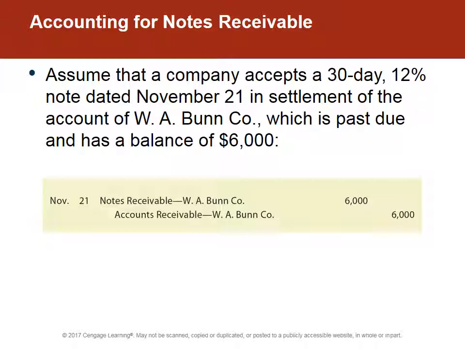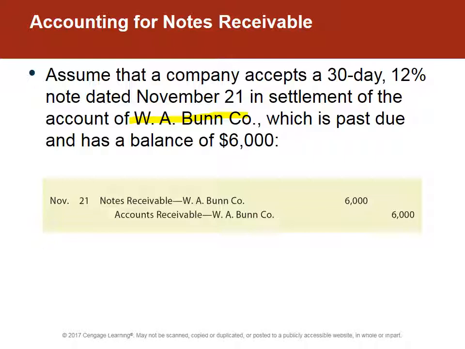So let's look at a quick example. A company by the name of W.A. Bunn Company accepts a 30-day 12% interest rate loan dated November 21st to settle the account that a company owes them, and it's past due. Remember what we said in the very first part. Sometimes these notes receivable come whenever a customer is past due and they're required to sign a note. It's kind of an extension of time with interest.